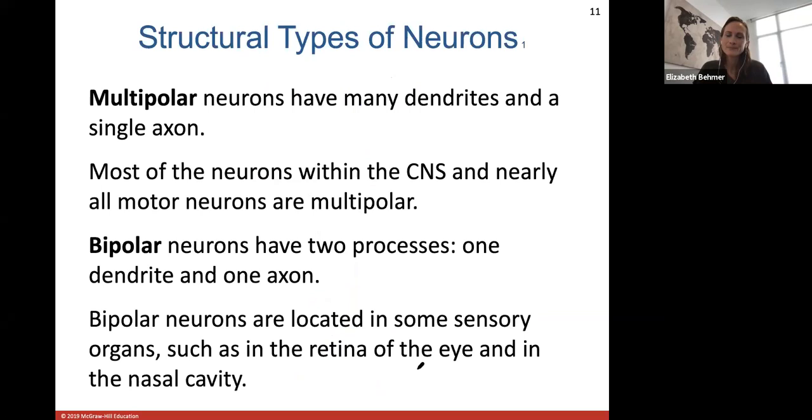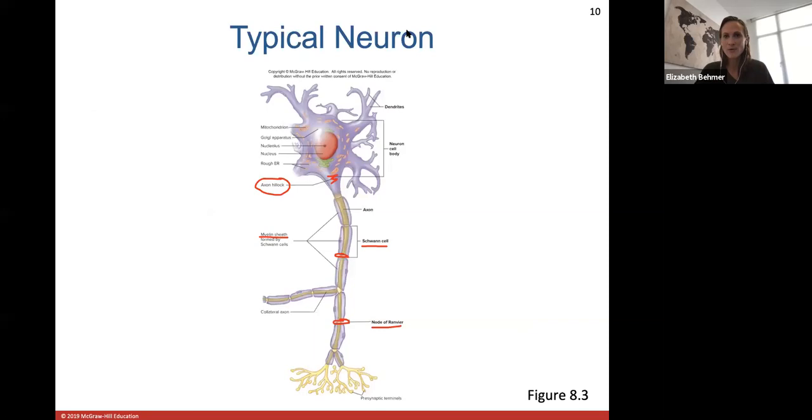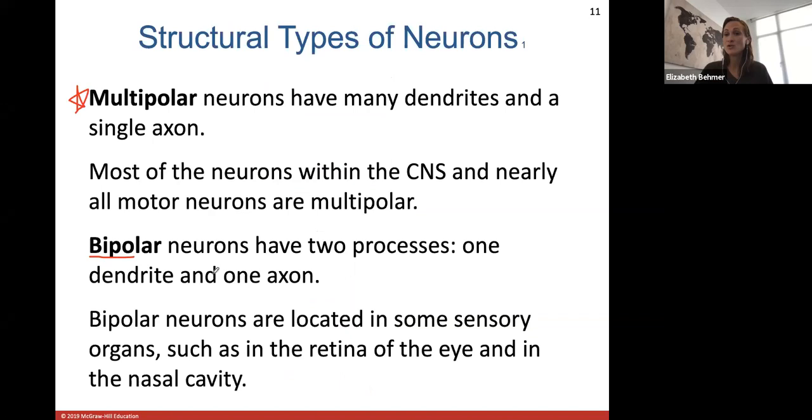Structural types of neurons: they can be multipolar, where they have many dendrites and a single axon. This is the most common type of neuron within your central nervous system. And nearly all of the motor neurons that conduct a motor response are multipolar. And again, they look similar to the structure that we just talked about. But some neurons may be bipolar, where they just have two processes, one dendrite and one axon. And we'll see some bipolar neurons in some of the sensory organs, like the retina of the eye and in the nasal cavity.